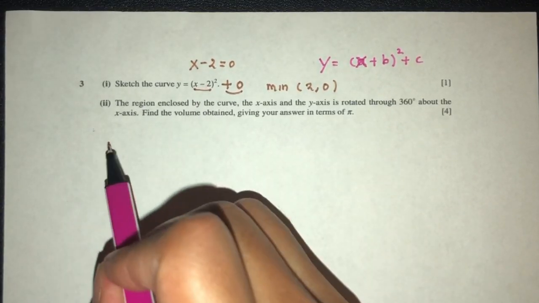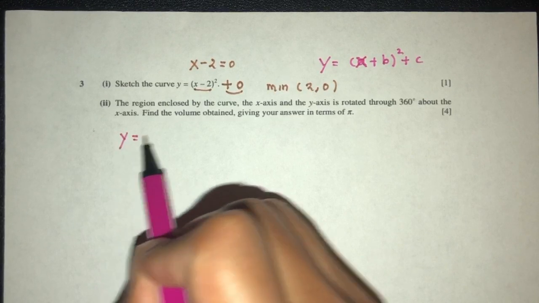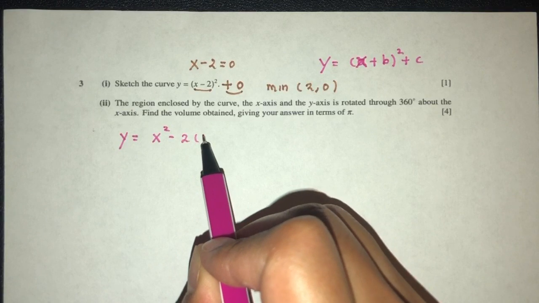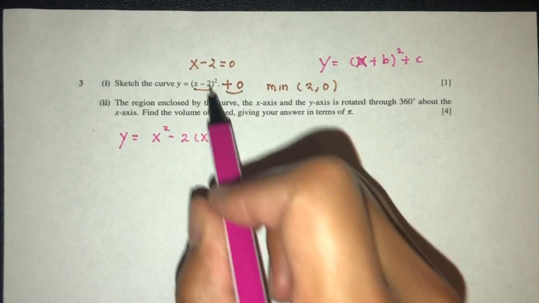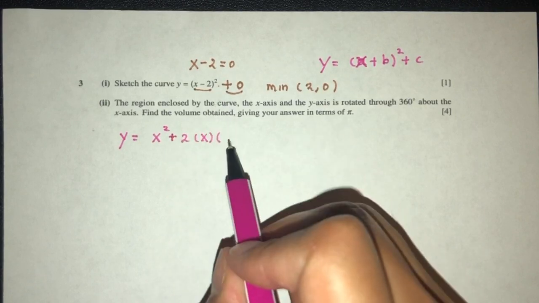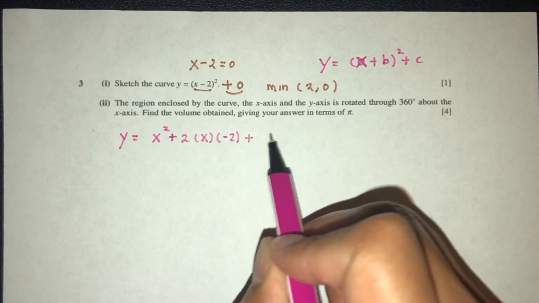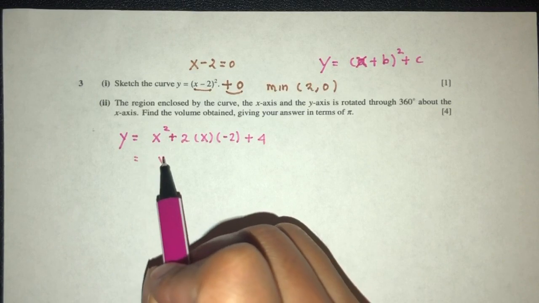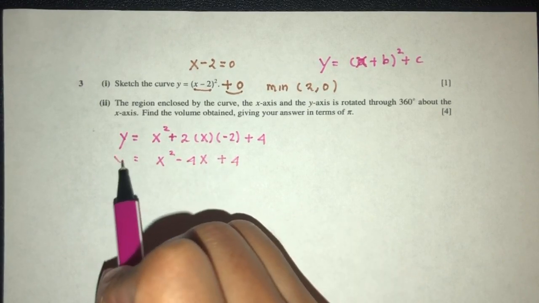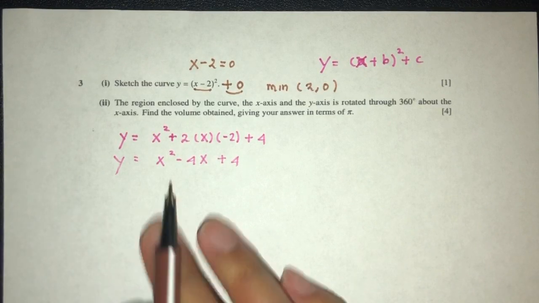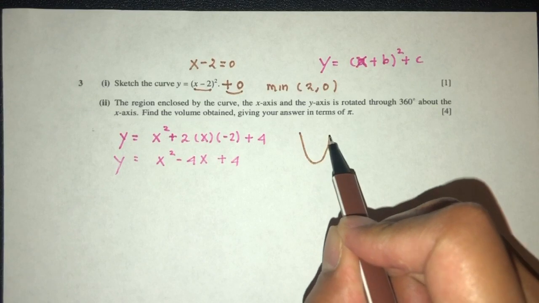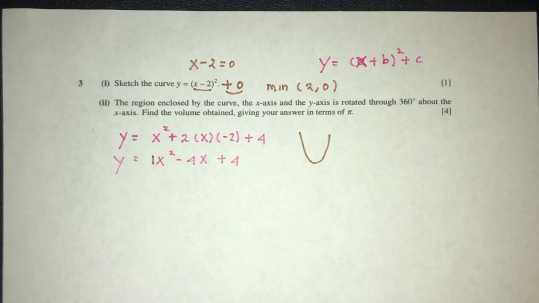You can expand this first. That will be y = x² - 2 times x times... so here we have plus first and then times minus 2 and plus 4. That will give you x² - 4x + 4. That is also y. Now obviously we can see this is a quadratic equation. It will have a shape like this, right? Because it is a minimum curve.